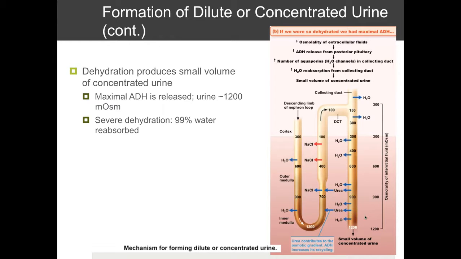And note that we are going to be using our vasa recta blood capillary, since we are using our juxtamedullary nephrons, where countercurrent exchange will be important. And we exchange nutrients and waste products with the vasa recta and still keep our osmotic gradient.